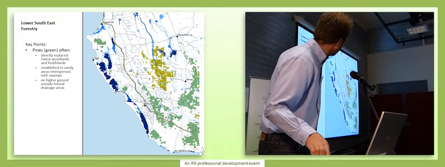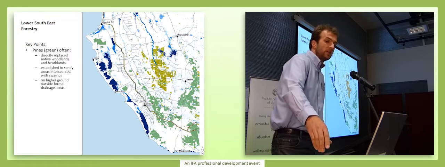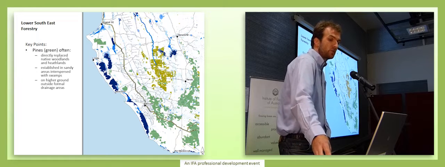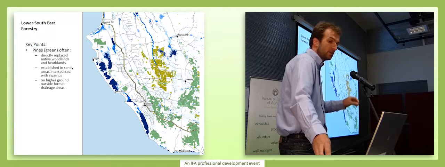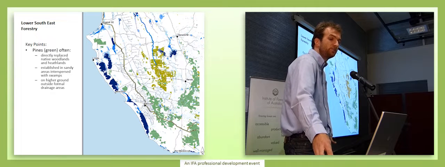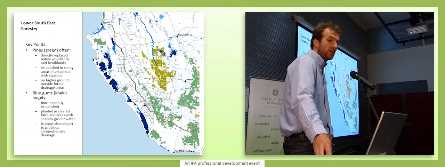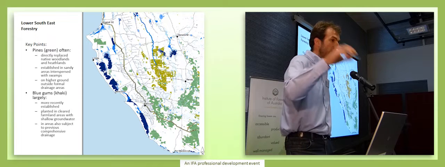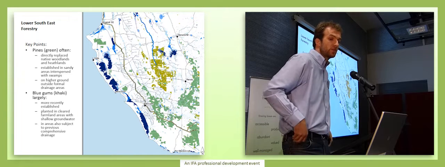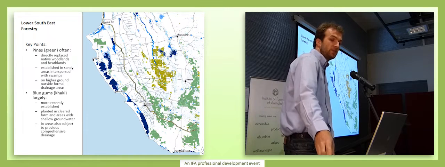You'll notice there with the drainage overlay that they're not necessarily in areas directly connected to drains. In some cases they are, in some cases they've got small drains within them, but they're not necessarily directly connected in the same way to the large arterial network in the region. Blue gums, on the other hand, much more recently established. These are areas that were planted over farmland that had been converted, a lot of it not as recently as, I guess, the 40s, 50s onwards.